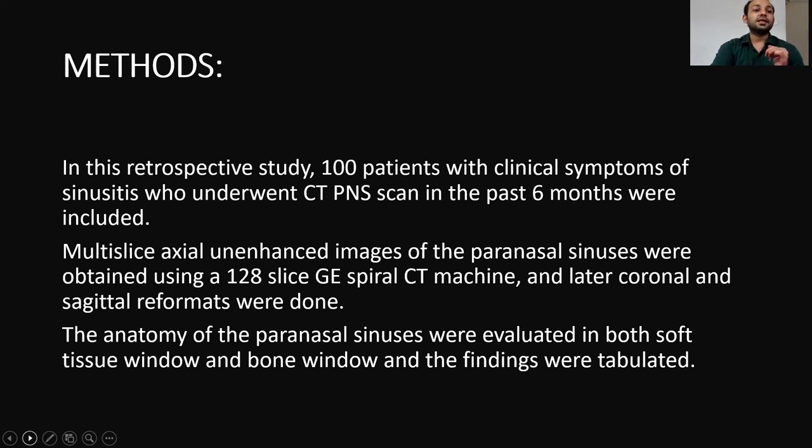Methods. In this retrospective study, 100 patients with clinical symptoms of sinusitis who underwent CT scan in the past 6 months were included. Multiaxial unenhanced images of paranasal sinuses were obtained using a 128 slice GE spiral CT machine and later coronal and sagittal reformats were done. The anatomy of the paranasal sinuses was evaluated in both soft tissue window as well as bone window and the findings were tabulated.